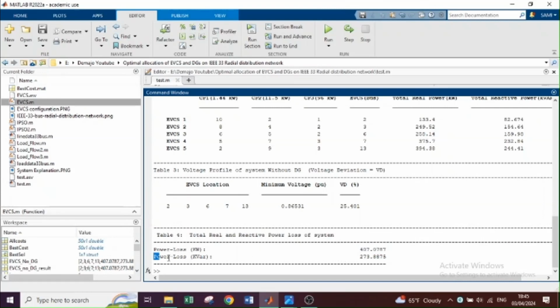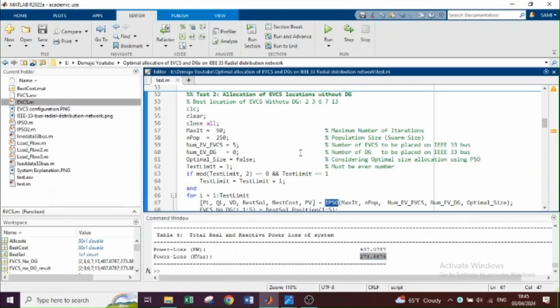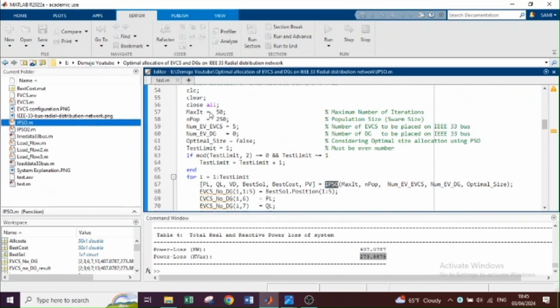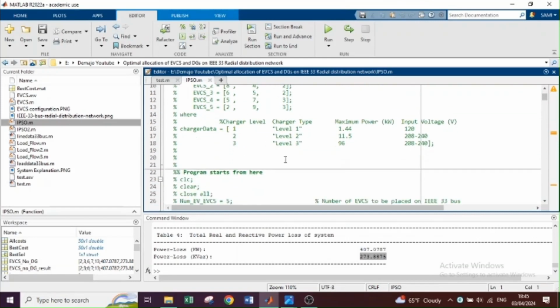Now the real power loss is roughly 407 and the reactive power loss is 273, which, compared to no EV charging stations, shows that the power loss increased drastically. So now I think you understand why we need to add DGs in the system. But let's first explain the IPSO.